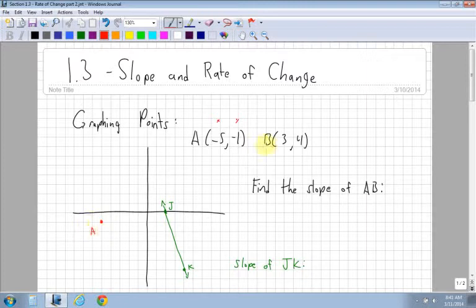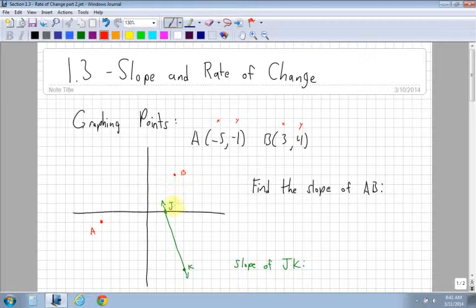My second point, point B, is at 3, 4. Again, 3 is along my x-axis, and 4 is along my y-axis, or along my vertical. Remember, they're both positive this time, so I'm going to go in the positive direction. Right 3, 1, 2, 3, and up 4, 1, 2, 3, 4. And that is my point B.